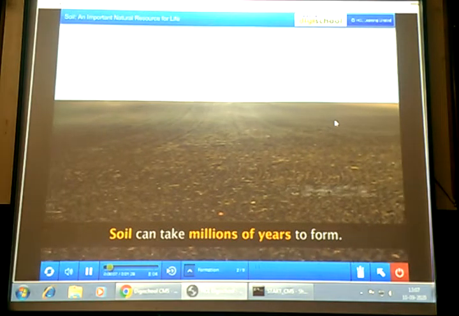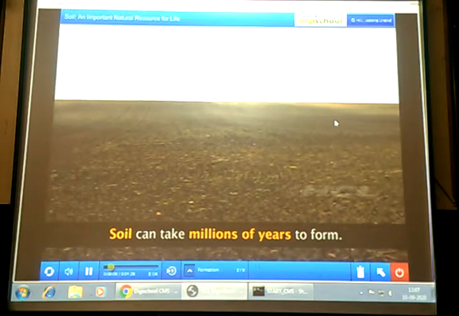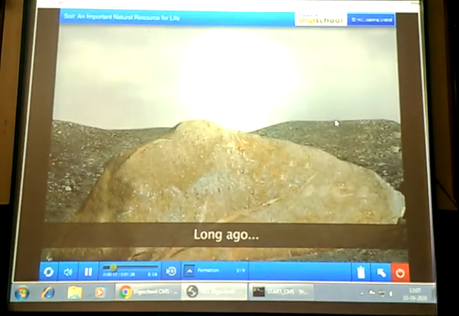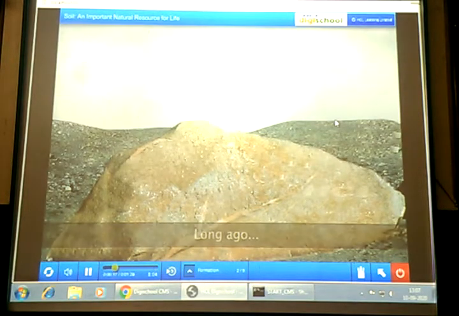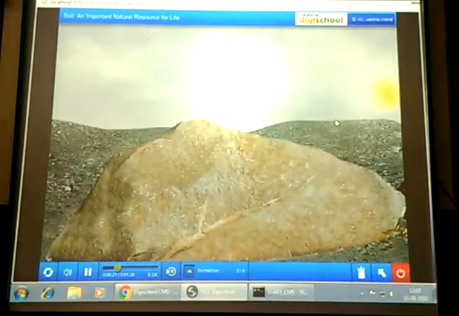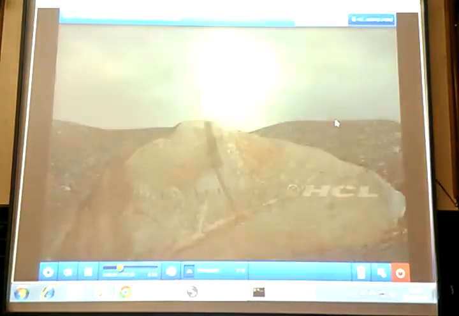It has taken millions of years for soil to form. Long ago, the entire Earth's surface was just a bed of rock. Over the years, due to the alternate heating and cooling effect of the day and the night, the layer of rock developed cracks.